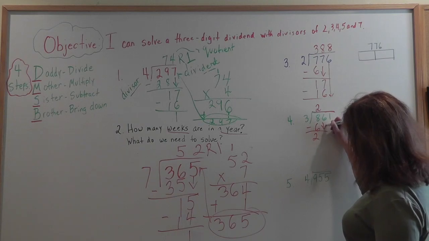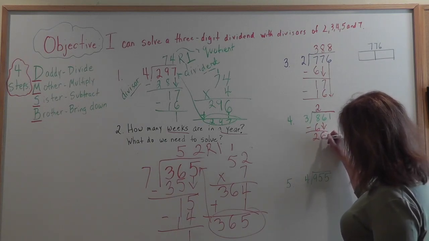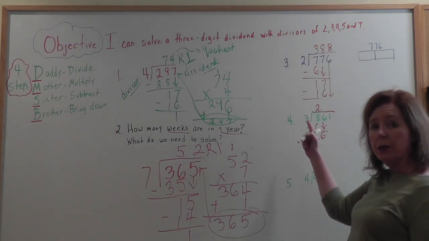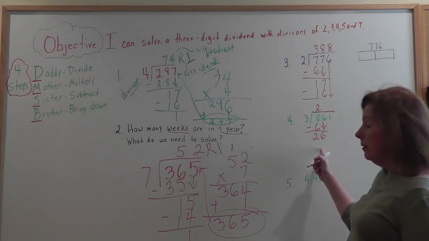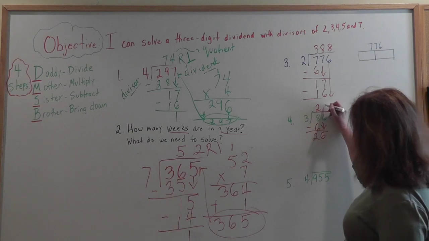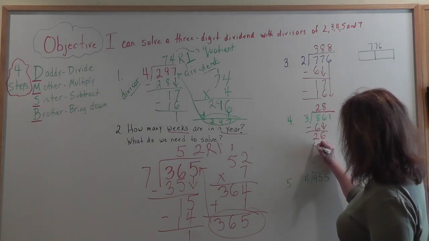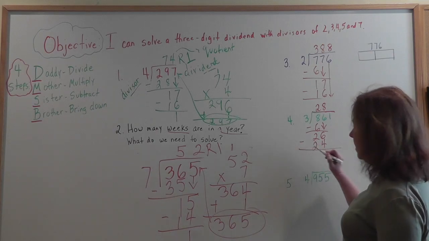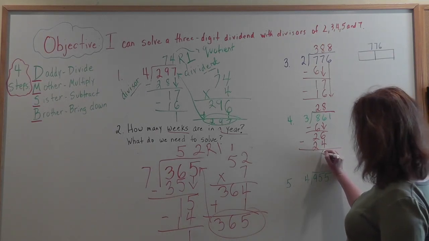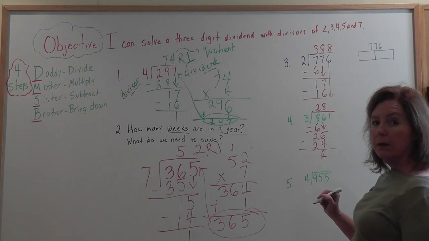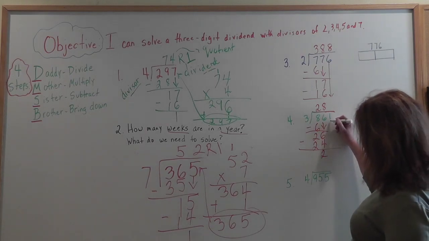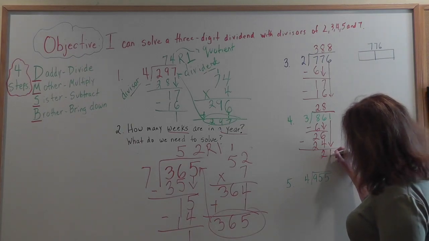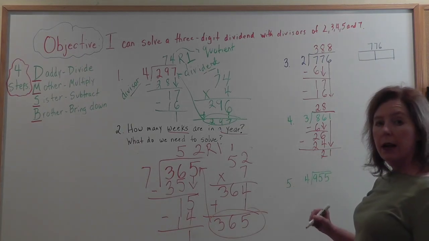I bring down my next number, which is 6. Now I have 26. So I think, how many times can 3 go into 26? Well, I know that 3 times 8 is 24. So I put 24, I subtract, and I get 2. Now I bring down my 1. So I draw an arrow. I'll put my 1 down. I have 21 now.